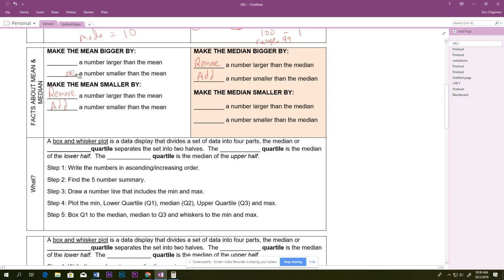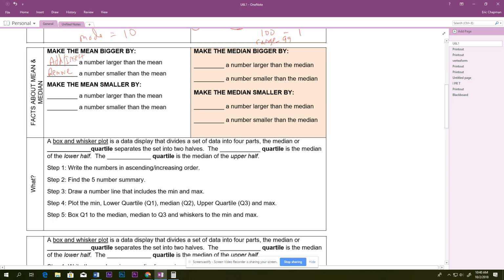All right, so let's take a look at how we can influence the mean and the median. There are two things that we can do. We can either make the mean bigger or we can make the mean smaller. There are two ways to make the mean bigger. First, you add or insert a number larger than the current mean, or you remove a number smaller than the mean. Both of those will make the mean bigger.